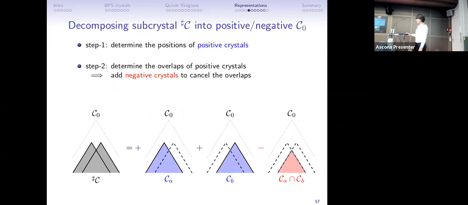So let's see, if I give you a subcrystal, how do you describe it in terms of the canonical crystal? I start from near the corner. First, I determine the position of the positive crystal. For example, this is my subcrystal. I see that it has these two blue positive crystals, but then when you go deeper into the crystal, these two positive crystals will overlap. So to avoid overcounting, I need to add some negative crystal to cancel the overlap here. So I determine the position of these negative crystals.